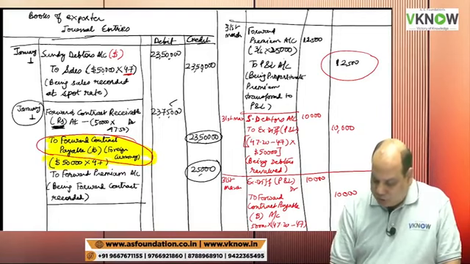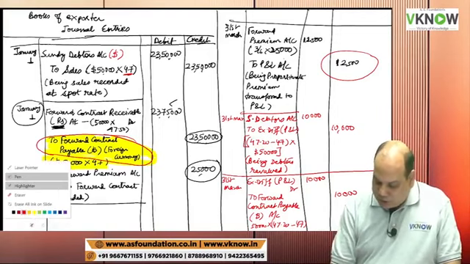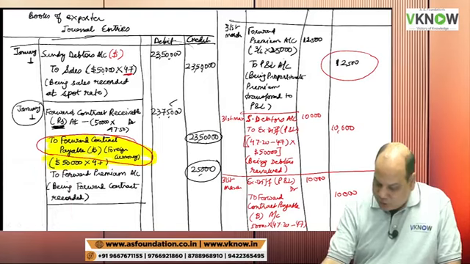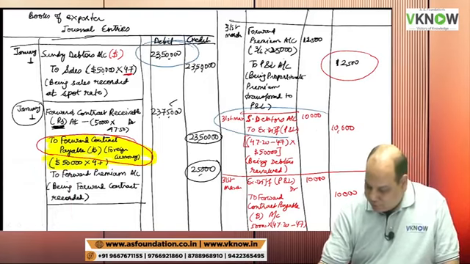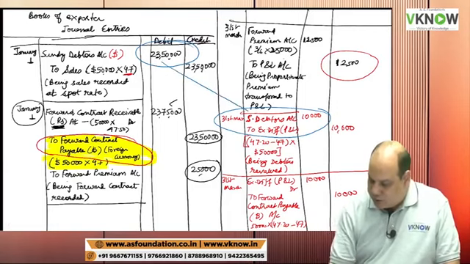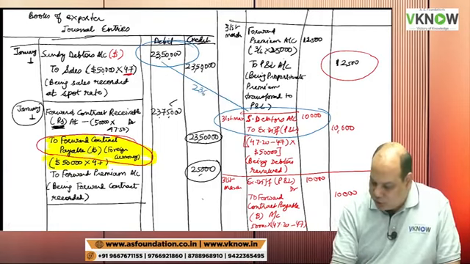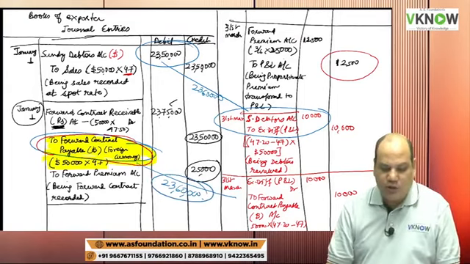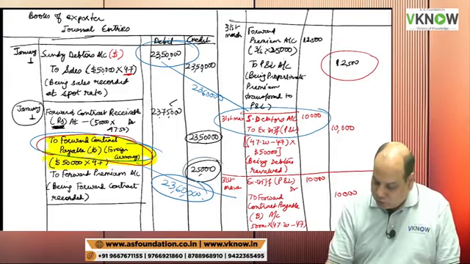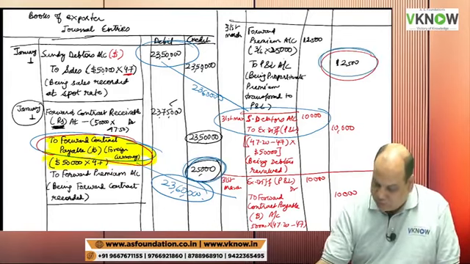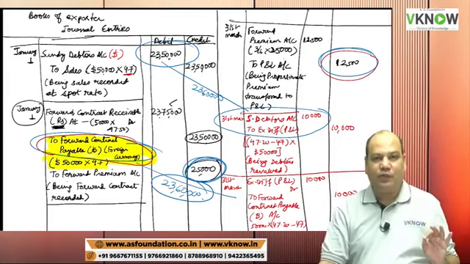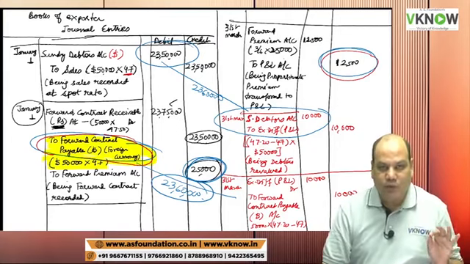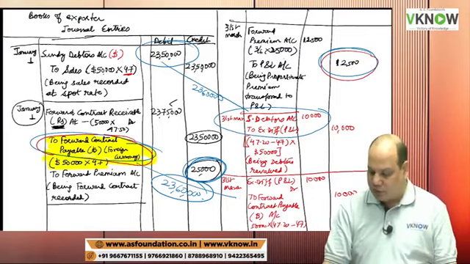Now listen to me carefully. After passing these entries, the balance in sundry debtor account will become 23,60,000. Do you agree? And the forward contract payable account balance will also become 23,60,000. Both will increase by 10,000. And the forward premium account balance, after transferring 12,500 to P&L account, will be 12,500.